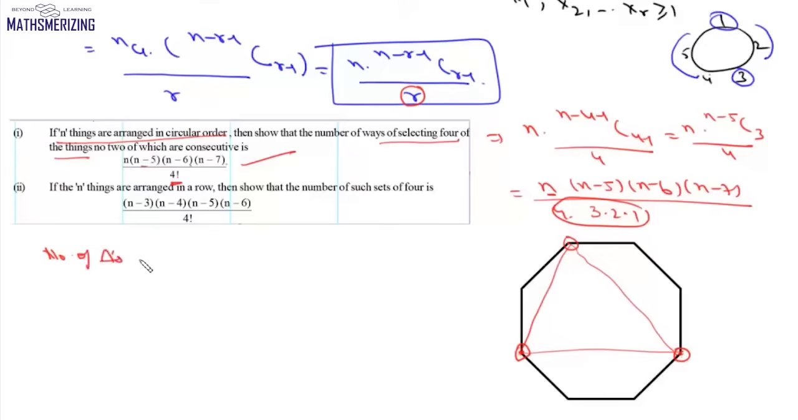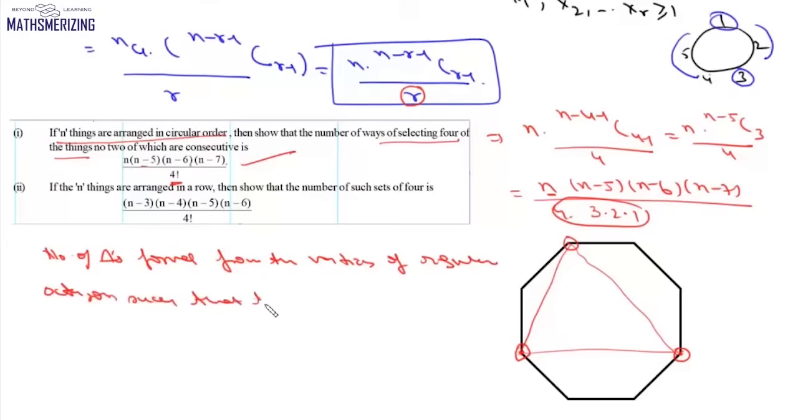the number of triangles formed from the vertices of a regular octagon such that they do not have a common side with the octagon, it will be given by the number of ways of selecting 3 vertices from these 8 vertices so that no 2 vertices are consecutive. So the formula for this is n into n minus R minus 1 C R minus 1 upon R. Now here in this case, n is 8 and R is simply 3.